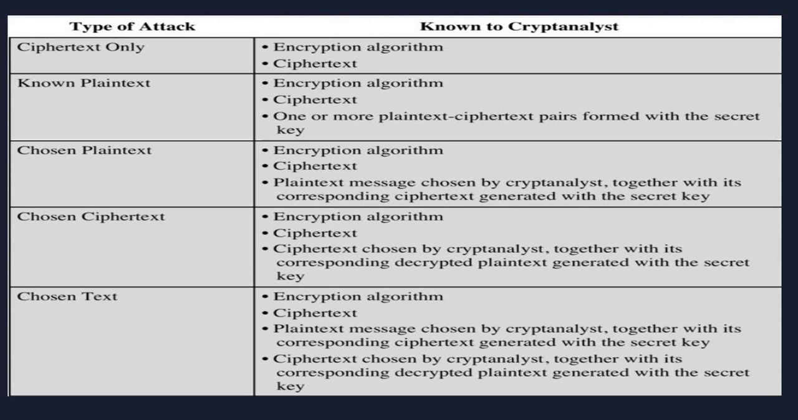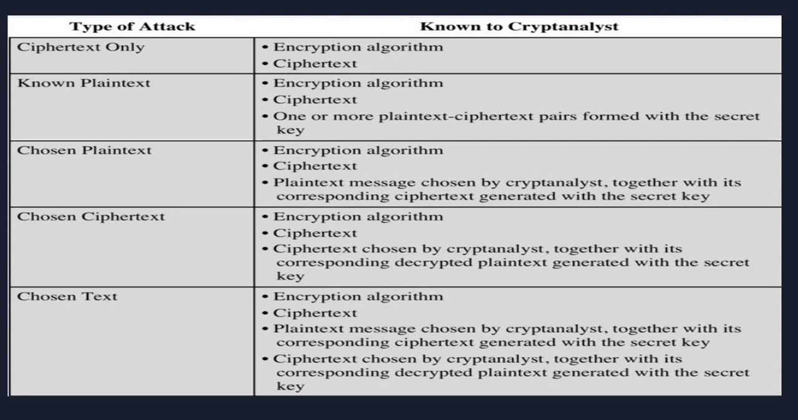So now what are the various types of attack? And you can know what the cryptanalysts do. Ciphertext only: you'll be using an encryption algorithm and the ciphertext. Known plain text: you know your plain text, what your encryption algorithm is, again followed by a ciphertext. One or more plain text ciphertext pairs formed with a secret key.